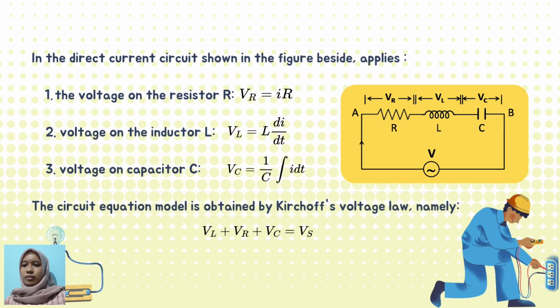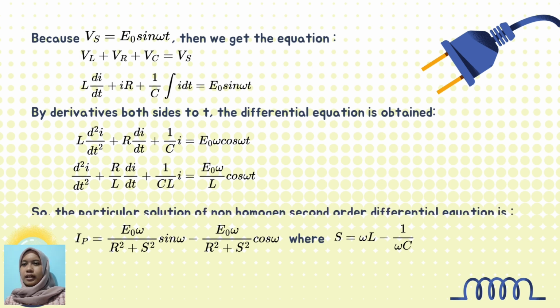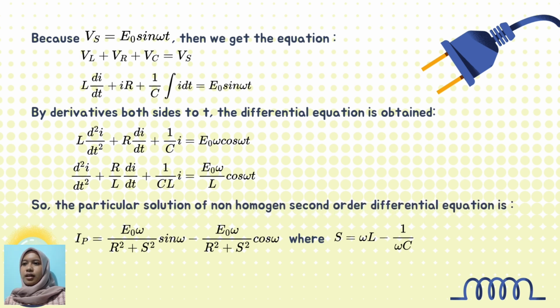The circuit equation model is obtained by Kirchhoff's voltage law, that is VL plus VR plus VC equals Vs. Because Vs equals E0 sin omega t, this is equivalent to L di/dt plus IR plus 1 over C integral of I dt equals E0 sin omega t. By differentiating both sides with respect to t, the differential equation is obtained.